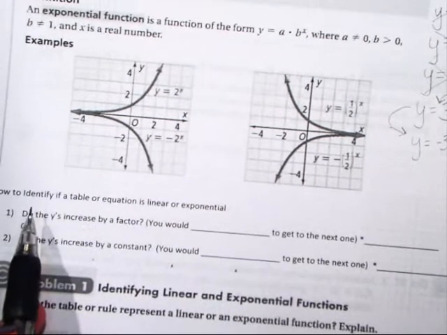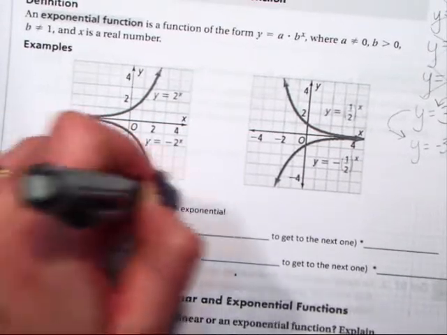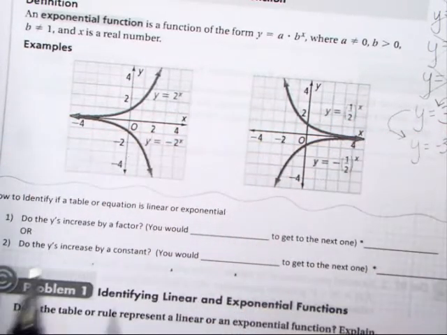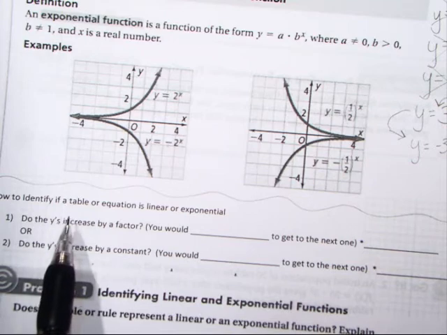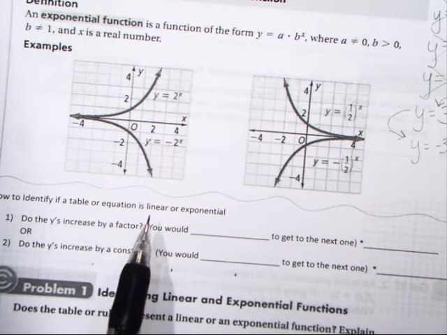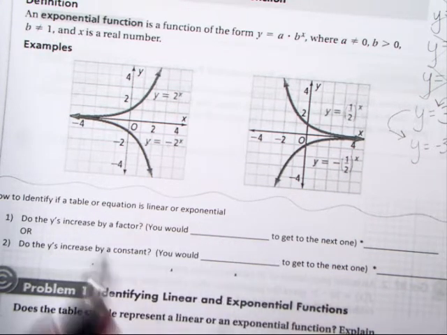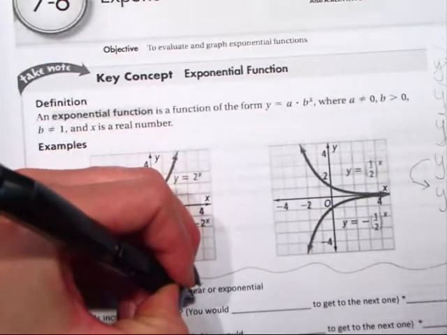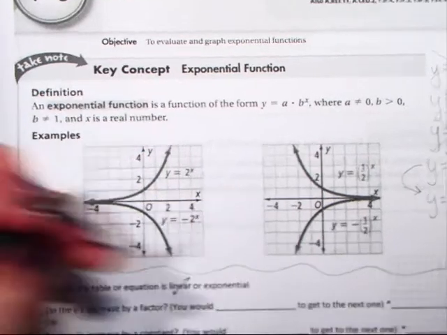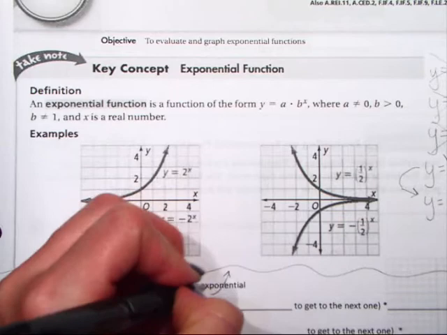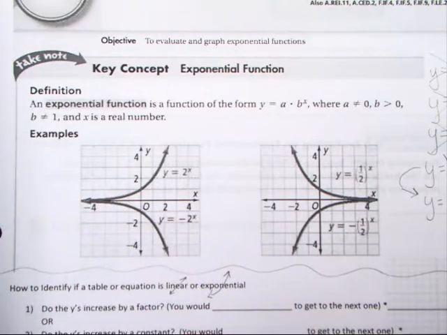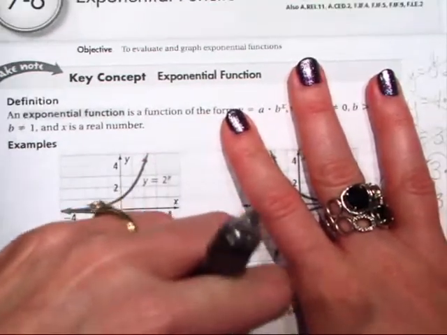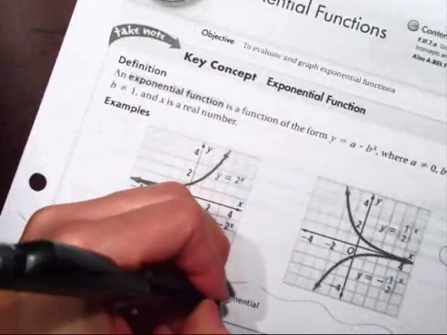Now how do you identify, okay, let's separate this. How can you identify if a table or an equation is linear or exponential? Now remember, linear is a straight line, and exponential is like a graph like the one above. It looks like a J kind of. That was a really bad example, but it looks like a J if it were to take a turn and stuff.